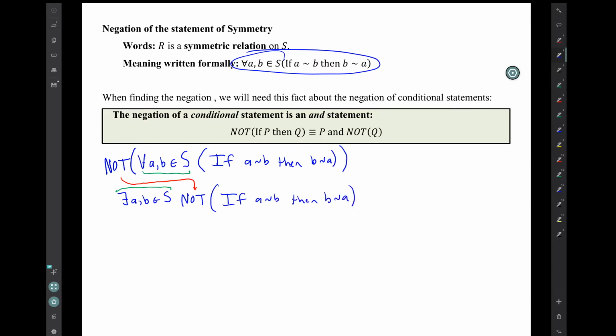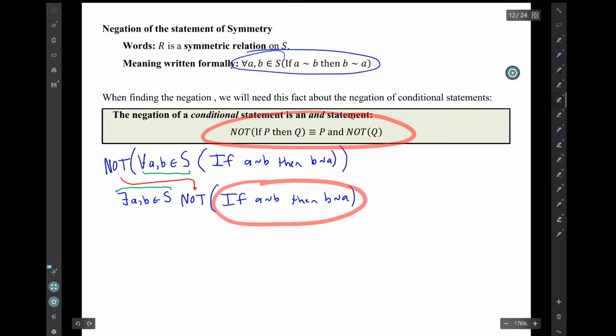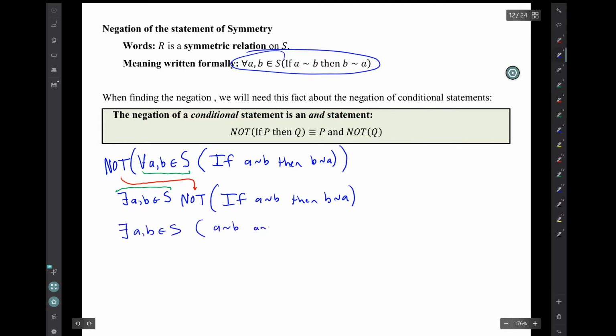So in this first step, we've moved the negation past this universal quantifier, turning it into an existential quantifier. In the second step, we'll negate this if-then statement using this rule. And then finally, we will simplify this.